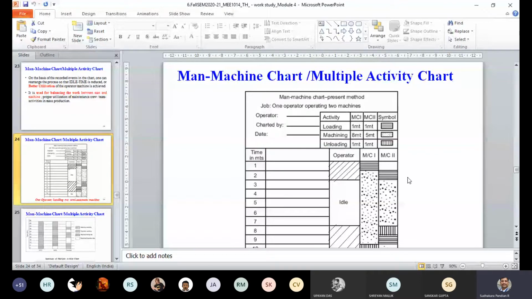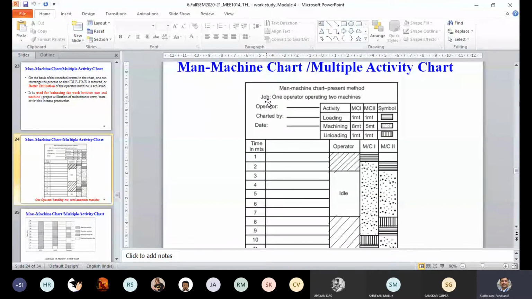First the title, man machine chart, present method, then the job, whether thread cutting or whatever it is, then the operator name, then the name of the person who has prepared this chart, then date, activity, machine 1, machine 2. The time we can mention later on. Don't bother about it now.